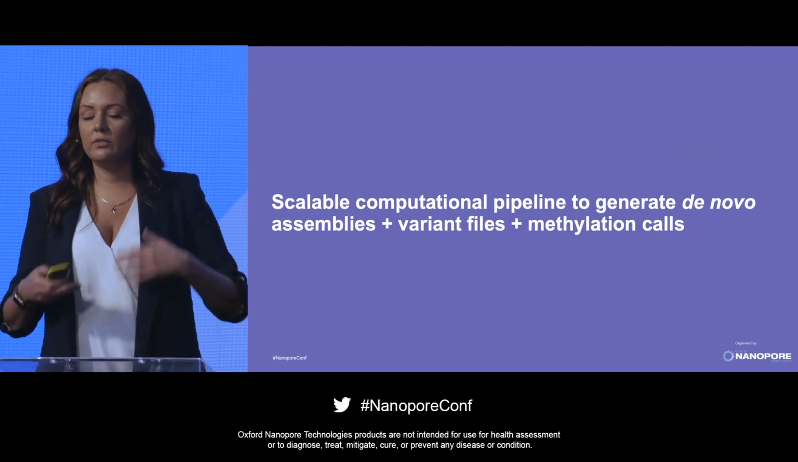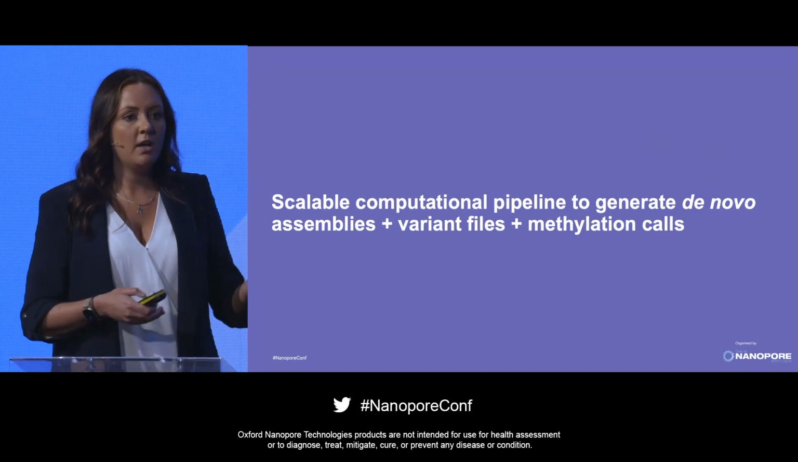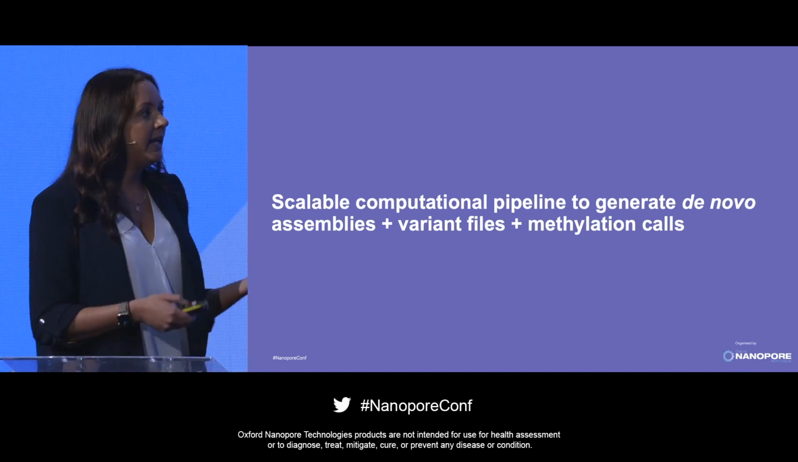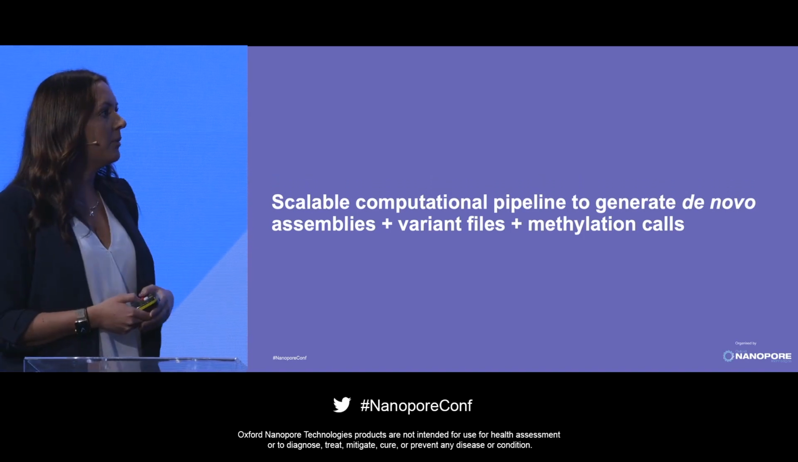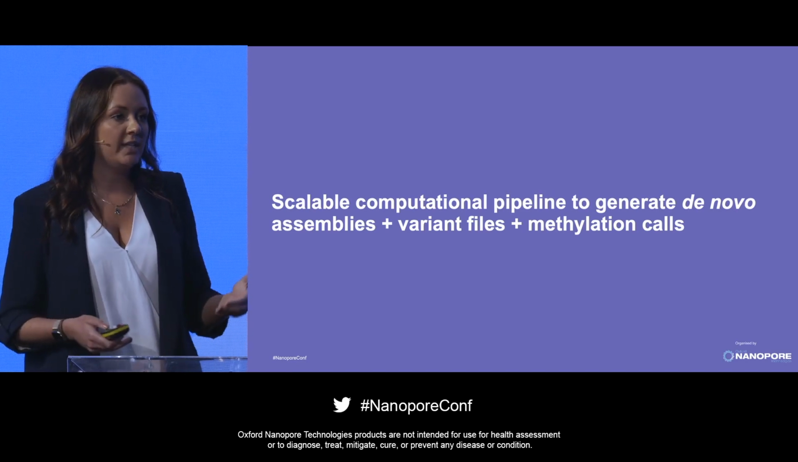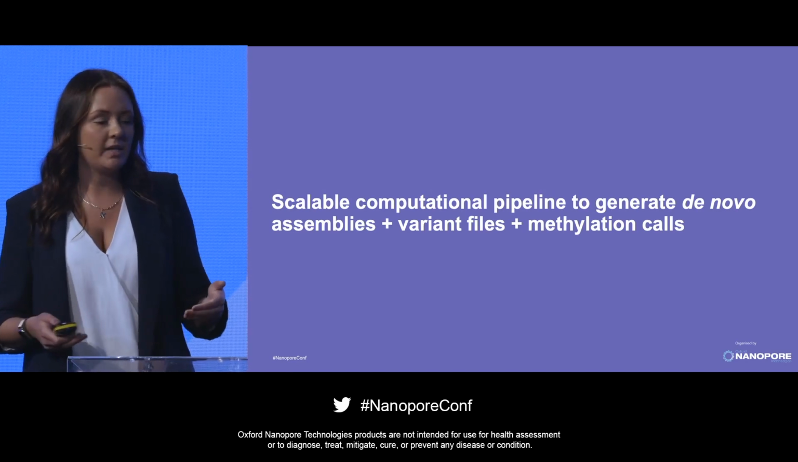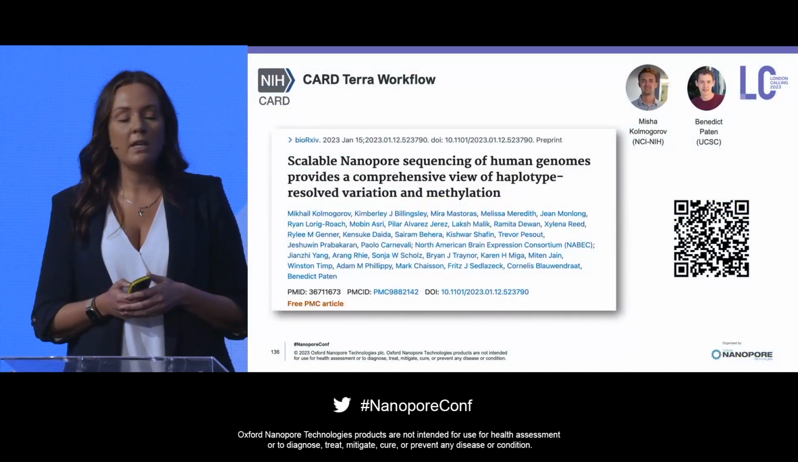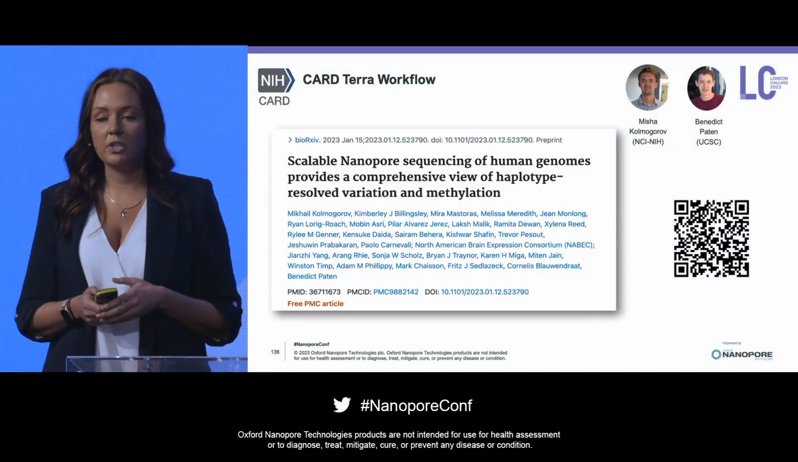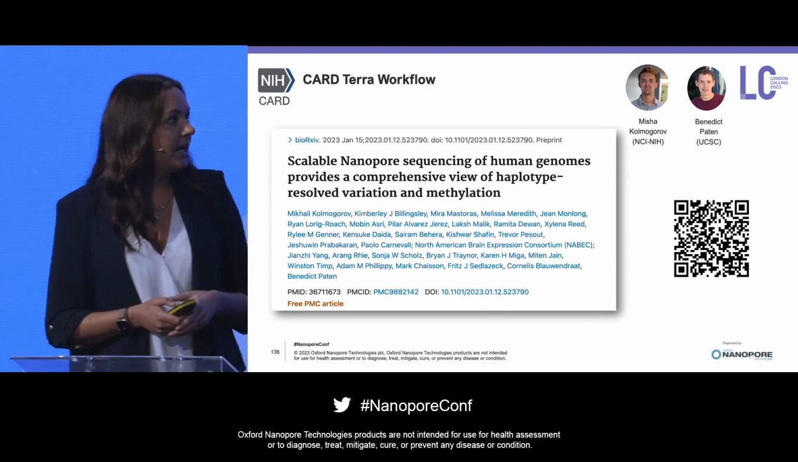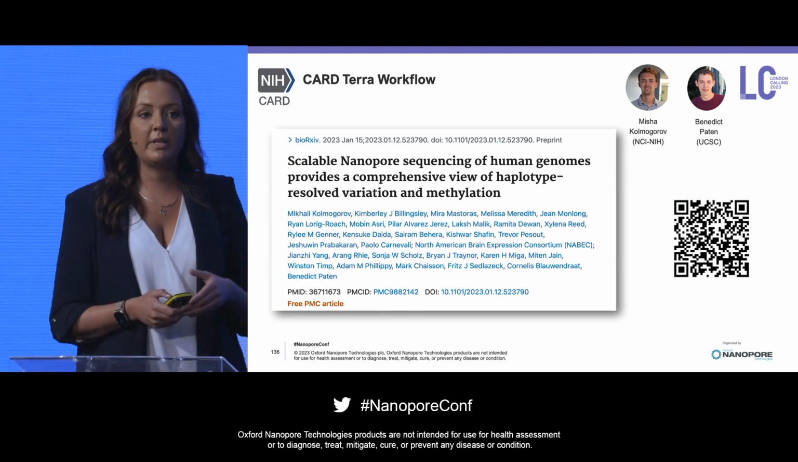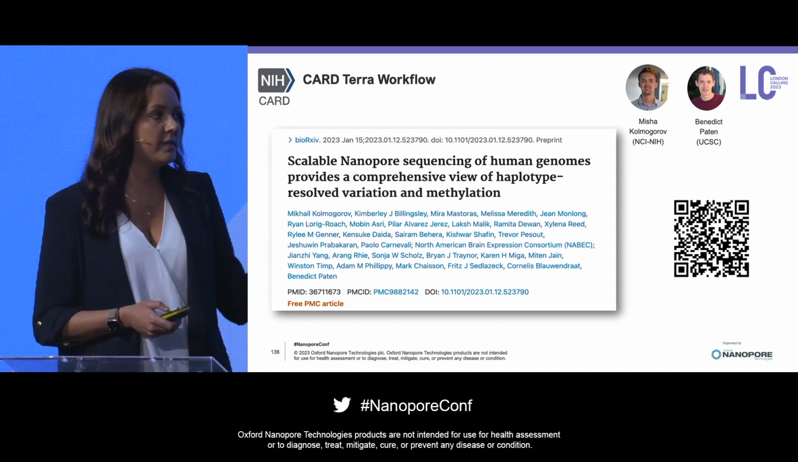So we've used the wet lab protocol, we've extracted our DNA, we've sequenced it on the R9, and then we've base called it. Now I'm going to run you through the scalable computational pipeline that we've generated that will give you de novo assemblies, variant files, and methylation calls. This work has been led by Misha Kolmogorov at NCI and Benedict Paten at UCSC, and it's available as a preprint on bioRxiv, and the QR code's there.